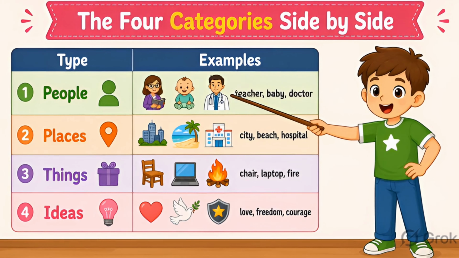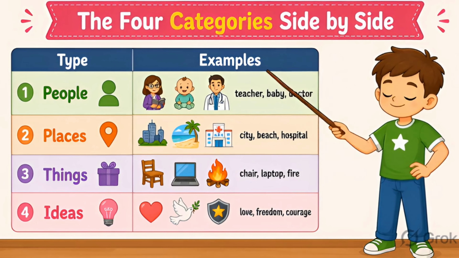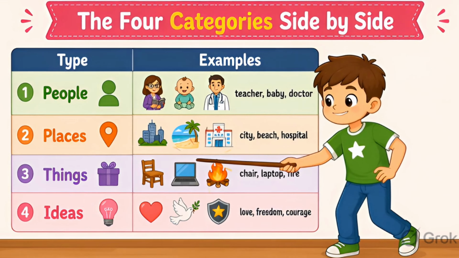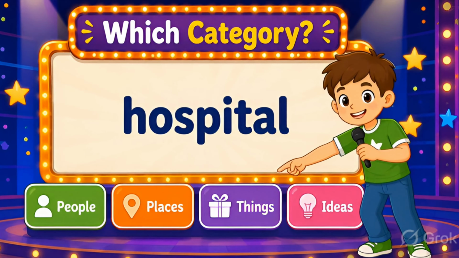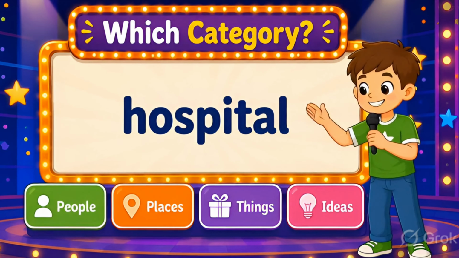Here's a quick summary: people, places, things, ideas. 4 types, hundreds of nouns. Every noun fits into one of these groups. Time for a quick game. I'll say a word. You decide which category it belongs to.